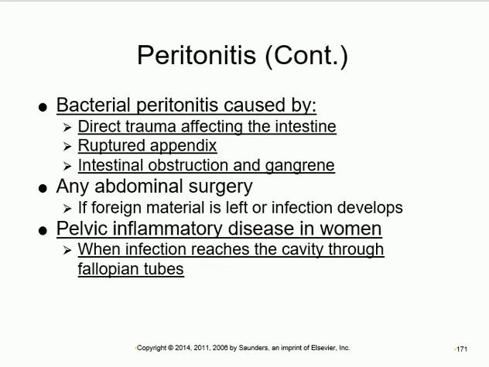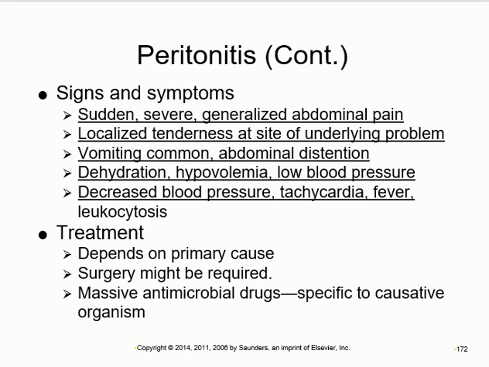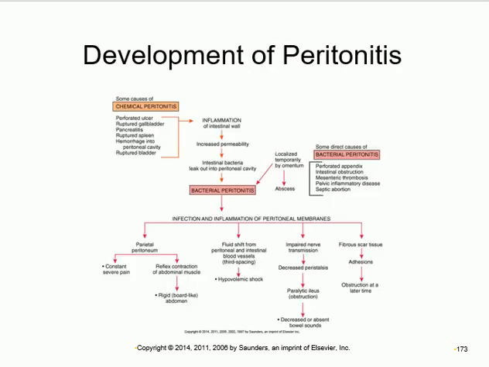Did you get this part? Females, do we know that the fallopian tube is open? It's open to the peritoneal cavity. So this is another condition. And if peritonitis, there will be sudden severe generalized abdominal pain. Okay? And this is the last thing here.